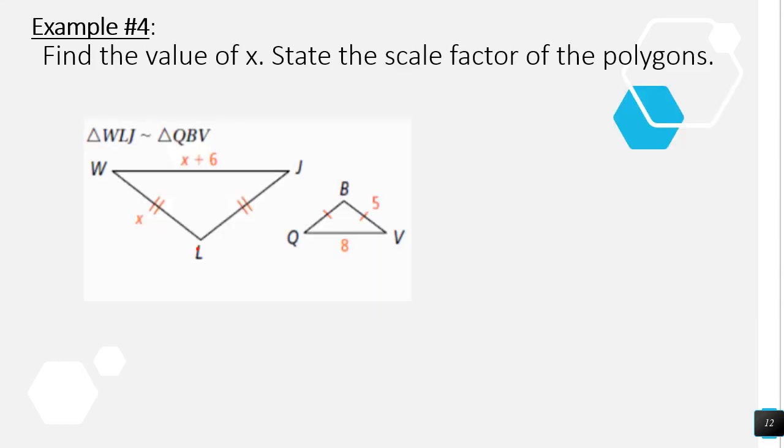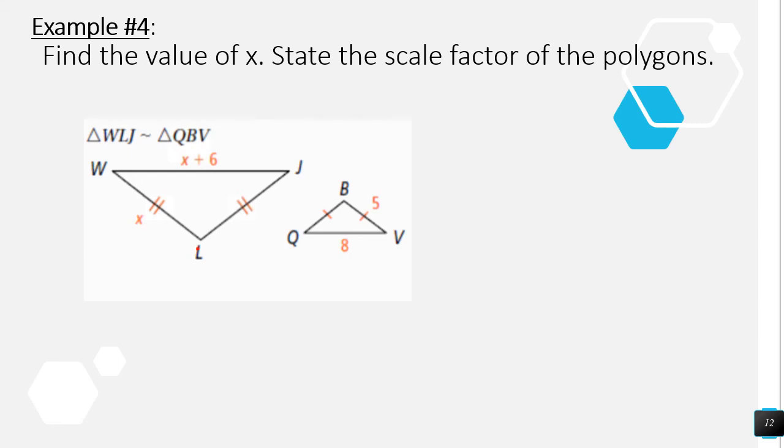Okay, beautiful. Moving on to the next example. It says, find the value of X and state the scale factor of the polygons. So triangle WLJ is similar to triangle QBV. So if we look at this and use this as our example, I'm going to start with the triangle on the right, and I'm just going to use this as an enlargement.